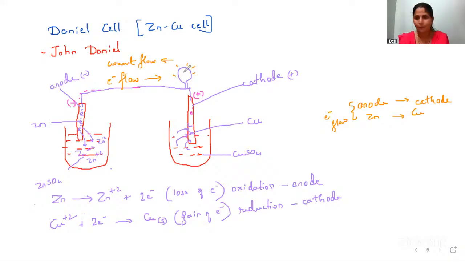Now the question is why? Why does the bulb not glow continuously? It will glow and it will glow and then it will stop. Why? Now let us see the reason for it.